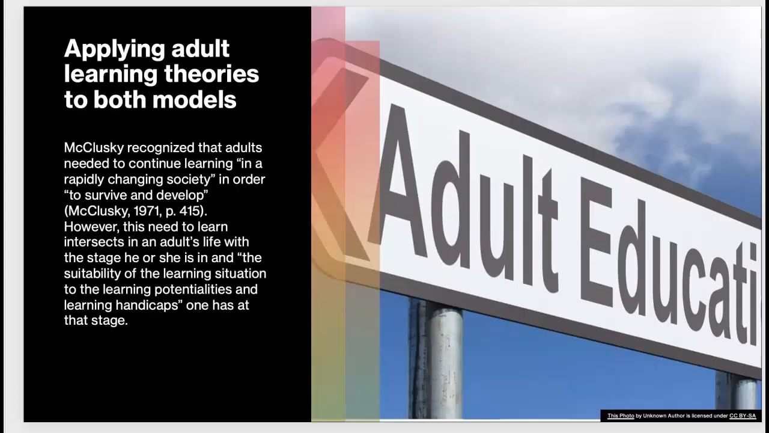Applying adult learning theories to both models. McCloskey recognized that adults needed to continue learning in a rapidly changing society in order to survive and develop. However, this need to learn intersects in an adult's life with the stage he or she is in and the stability of the learning situation to the learning potentialities and learning handicaps one has at that stage.